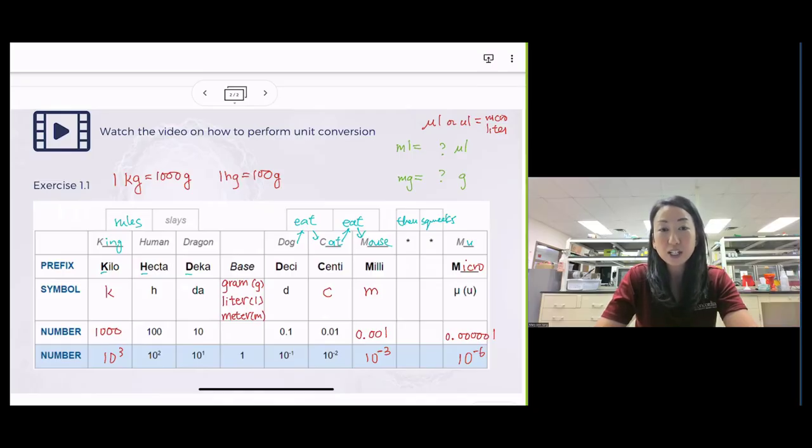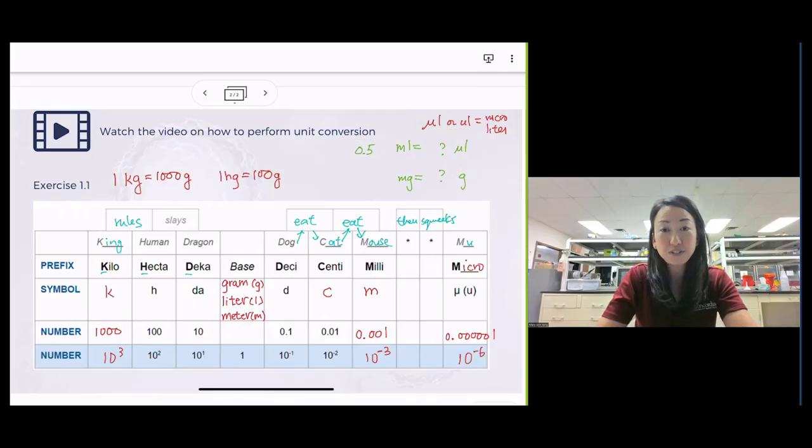Let's say you're given a protocol that wants you to measure out 0.5 milliliter, so 0.5 mL. But you need to know it in microliter in order to actually measure it out. So now you need to do unit conversion. How many microliter is in 0.5 milliliter? Please stop the video and see if you can figure it out.